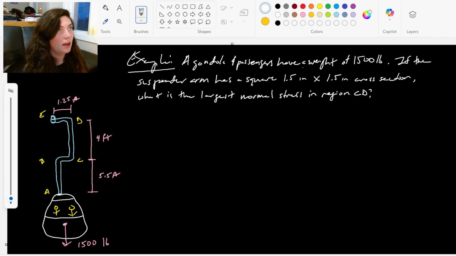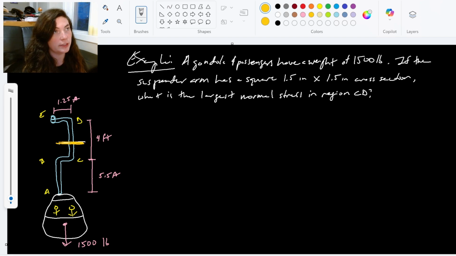But what we always want to do when starting these combined loading problems is, if there's not any statics really to start with, then we're going to go ahead and cut it at our area of interest and find those internal forces. So here we're interested in this region CD. We can take an arbitrary cut pretty much anywhere in this cross section to find our internal forces there. It doesn't really matter if we're at the 1 foot mark or the 2 foot mark in this section CD. We can just take our cut there.